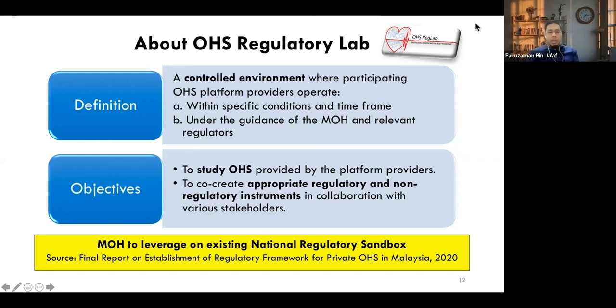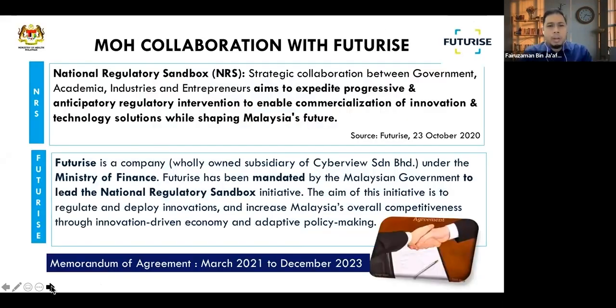And secondly, to co-create appropriate regulatory and non-regulatory instruments in collaboration with various stakeholders. So MOH leverages on the existing National Regulatory Sandbox for this initiative. MOH collaborates with Futurize via the National Regulatory Sandbox. National Regulatory Sandbox, or NRS, is a strategic collaboration between government, academia, industries, and entrepreneurs, which aims to expedite progressive and anticipatory regulatory intervention. Futurize is a company under the Ministry of Finance that has been mandated by the Malaysian government to lead the National Regulatory Sandbox initiative, and MOH leverages on this National Regulatory Sandbox.